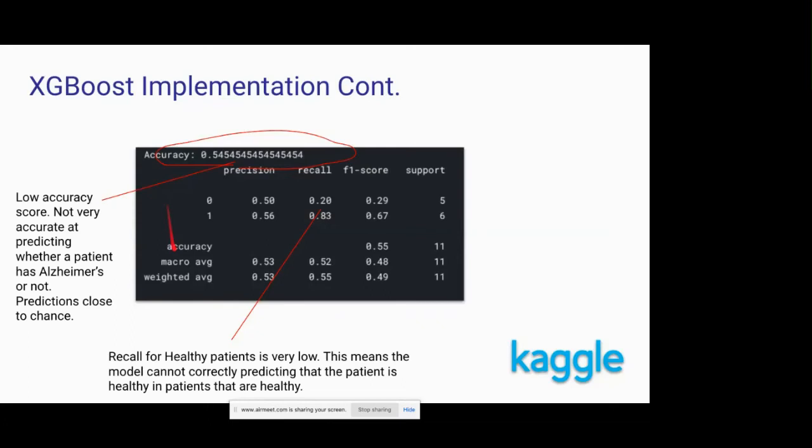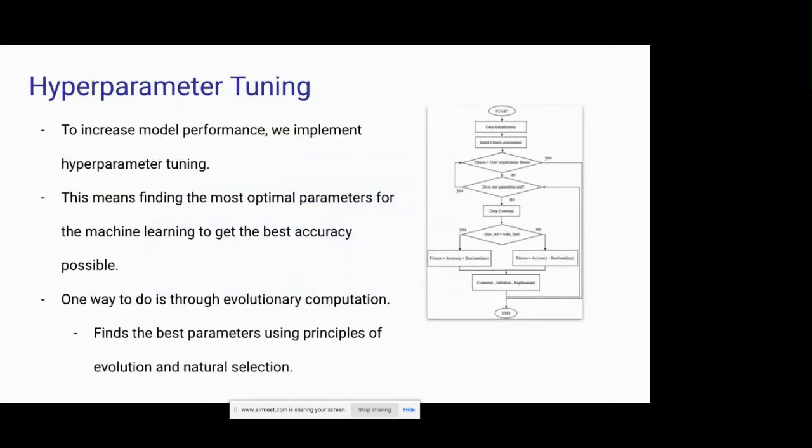You can also see that our recall for healthy patients is very low. It's only 0.2. So in order to resolve this, we're going to do something called hyperparameter tuning. This is going to increase our model performance by finding the most optimal parameters for the machine learning model to get the best accuracy possible. One way to do so is through a hyperparameter tuning technique called evolutionary computation, which finds the best parameters using principles of evolution and natural selection.